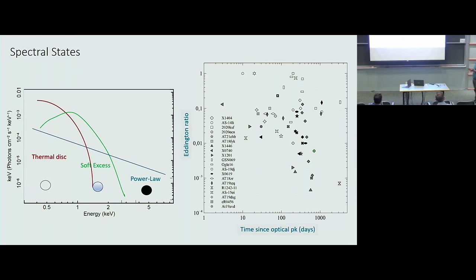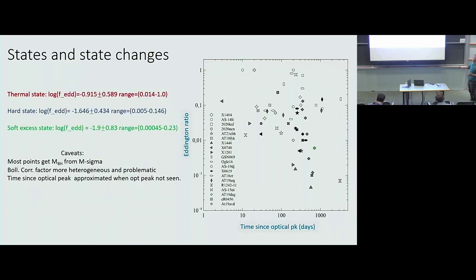So you can see from here it's a bit of a mess. It's not clear as such. When you look at the actual values, then the thermal state can, from what we've seen, go from accretion rate of 0.01 to 1. The hard state from 0.01-ish to 0.1. And the soft X-ray state from almost nothing up to 0.1 or 0.2.